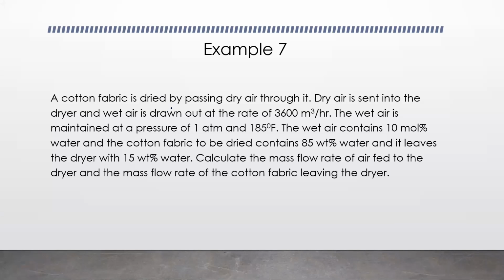Hope you could solve this problem, but if not, then please have a look. So this is a very important problem. The cotton fabric is dried by passing dry air through it. Now here in this block diagram, we'll definitely put dry air because this has information about dry air, right? So here we'll need dry air in the picture, all right? Dry air is sent into the dryer and wet air is drawn out at the rate of 3600 meter cube per hour. The wet air is maintained at a pressure of 1 atm and 185 degrees Fahrenheit.